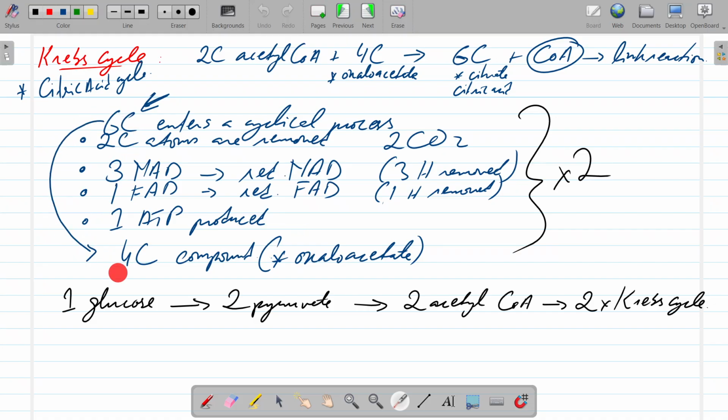And after the entire process, you get back the 4-carbon compound that you started off with, which combines with the acetyl coenzyme A coming in from the link reaction. And so that's why it is a cyclical process. That's why it's called the Krebs cycle. And this is happening twice, because you started off with 1 molecule of glucose, which became 2 molecules of pyruvate, which gave you 2 molecules of acetyl coenzyme A, and each of those molecules will undergo the Krebs cycle once, and so the Krebs cycle is happening twice for a single molecule of glucose.